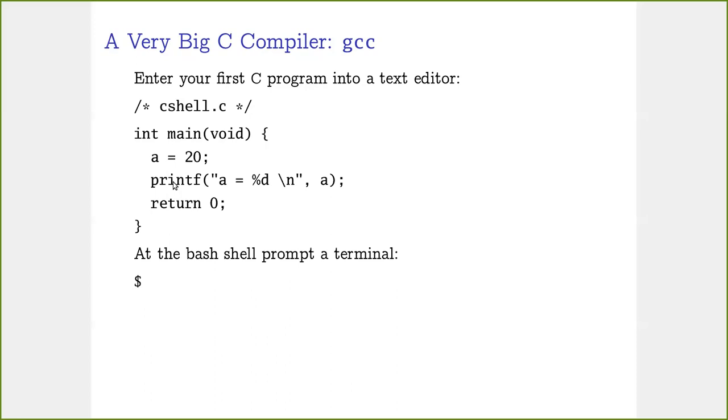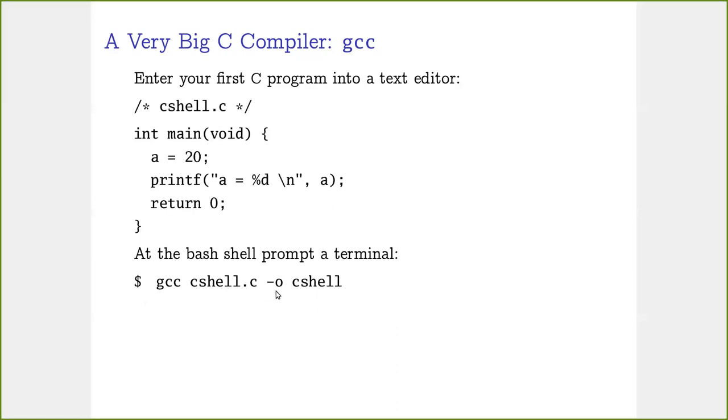Okay, at the bash shell prompt, once you've entered this into a text editor and saved it into a directory, which is where this directory is, as long as you've arranged that. We talk about more of this in other contexts. At the bash shell prompt in the terminal, this is the command you enter to compile that program. You type GCC, then the name of the file you want to compile, cshell.c. We always put .c at the end to indicate that it's a C source code file.